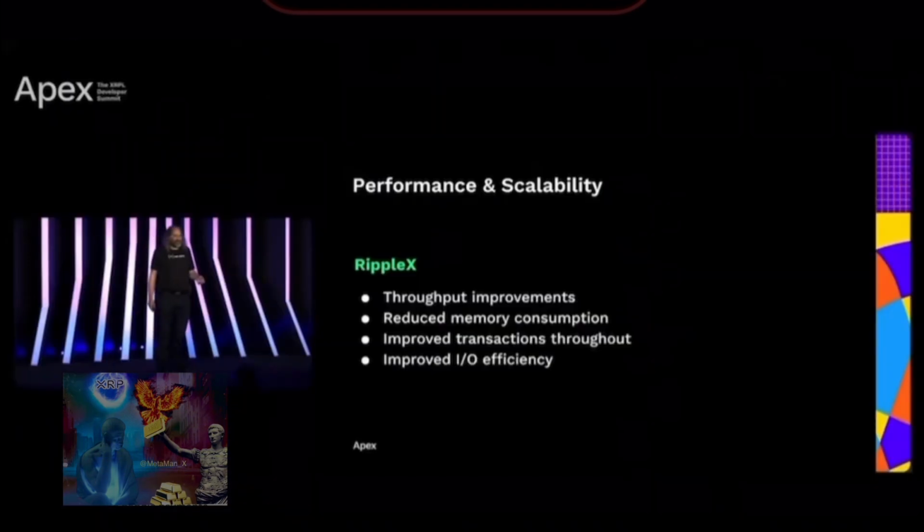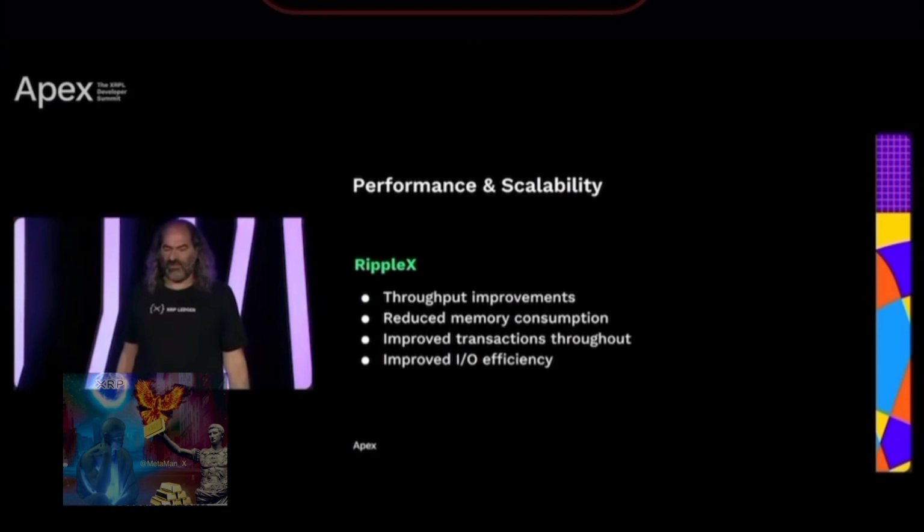Always improving performance and scalability, throughput improvements, reduced memory consumption. This is mostly coming from Ripple, updates to the core ledger. Memory consumption is important, transaction throughput, I/O efficiency, network usage. These kinds of things are extremely important. They make the system much more stable, and they decrease the cost to run a node.